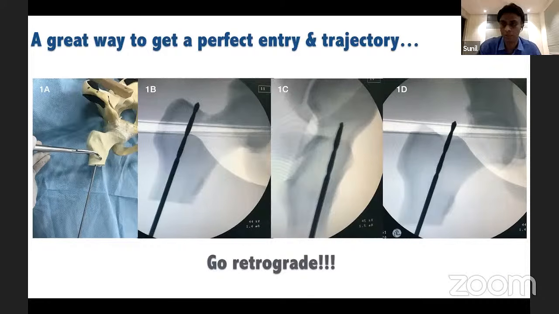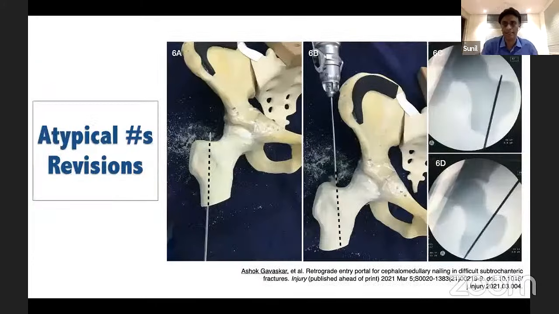And once you have got your entry point, confirm on fluoroscopy, and then use your channel reamer. And once you have got it, you can reduce your fracture and then create a proximal incision and put your guide wire in. So you can do it in supine as well. So we use it, as I said, in two indications, atypical fractures and revisions, but now we do it in fresh fractures as well, where we resort to open reduction. It saves you a lot of time, and we published this recently as well in Injury.